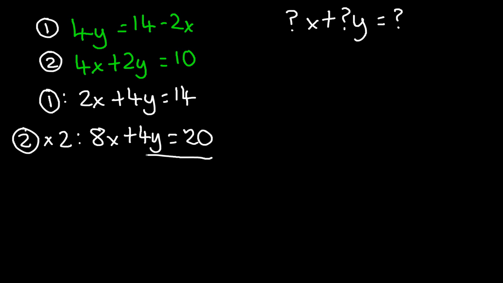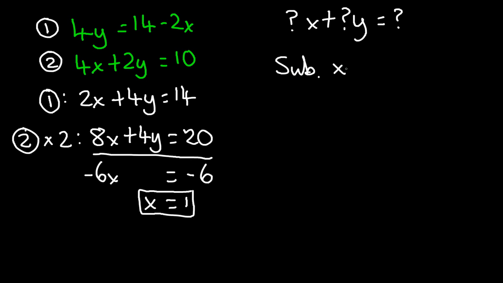We can simply subtract equation 2 from equation 1. 2x minus 8x is negative 6x. 4y minus 4y is 0. 14 minus 20 is minus 6. So x is equal to 1. Again, now we have a value of x, we can substitute it into either of these equations to find our value of y. So let's substitute x into this version of equation 1.